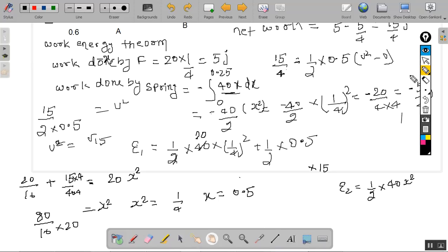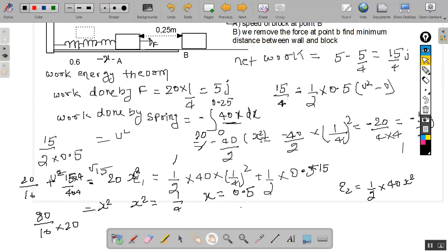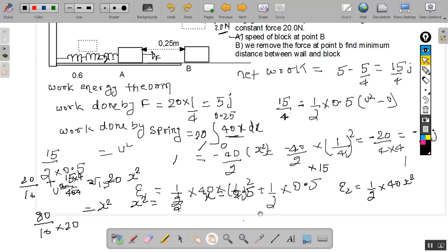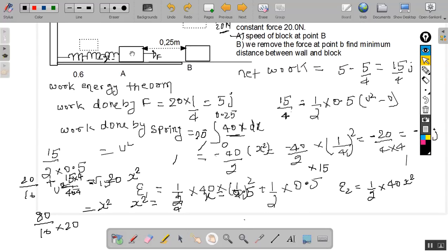So if you look at this, this length is basically 0.5, and this length is from here to here. See here, this length is 0.5 and this length is 0.6. So this length will be 0.1. So the minimum distance will be 0.1.